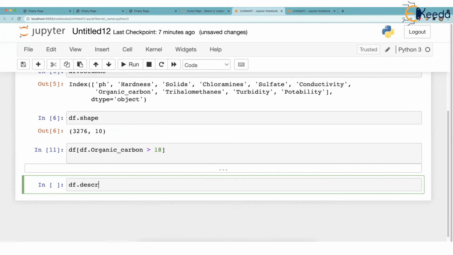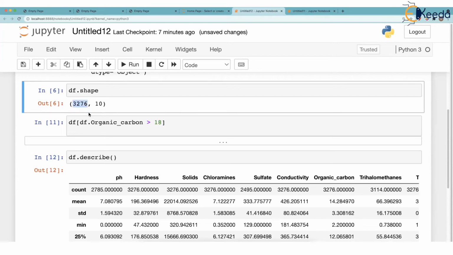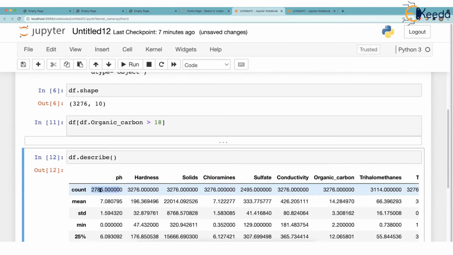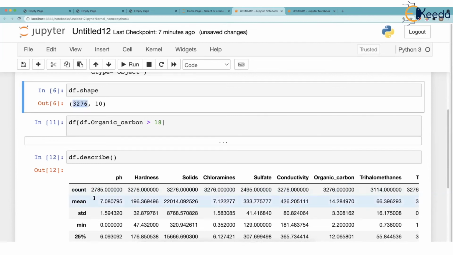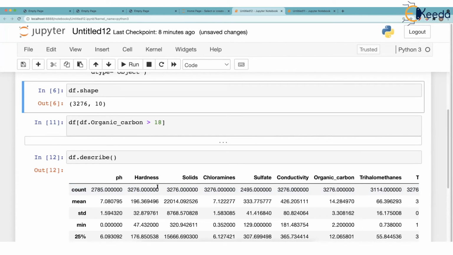Let's try to invoke a function, df dot describe. Let's describe the entire data frame. Now you know that there are 3276 rows, but under pH you see the count is 2785. But if there are so many rows, then there should be 3276 values of pH. That means this column pH has many null values. But observe hardness, good. This entire column hardness has all meaningful values because it is exactly equal to the number of rows.